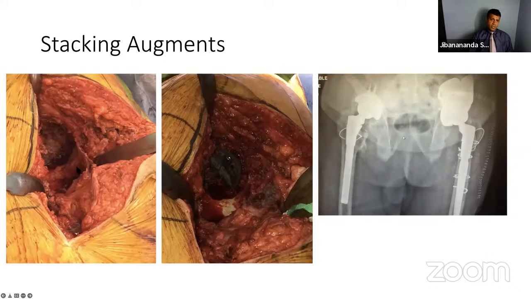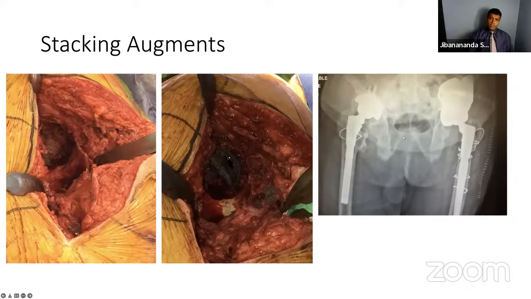This is a patient of mine that you can see after explantation barely has an acetabulum. It's like 20 or 30% of the acetabulum is left. This is the big hole where you can feel the sacroiliac joint almost there through that hole. So I used a trabecular metal cup for the socket, and then I used stacking augments.